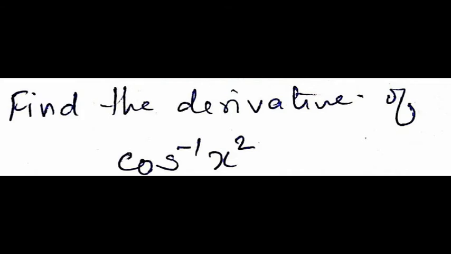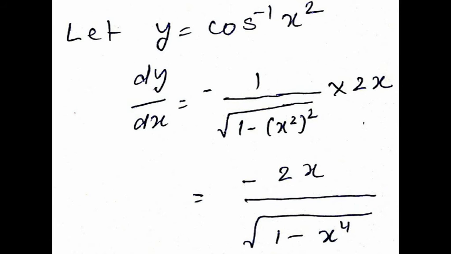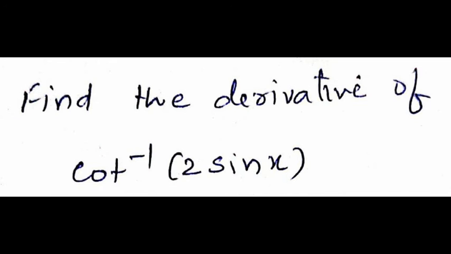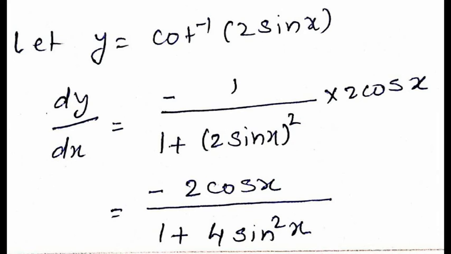Find the derivative of cos inverse x square. Derivative of cos inverse x is minus 1 upon root of 1 minus x square, and derivative of x square is 2x. Therefore, we get the answer minus 2x divided by root of 1 minus x raised to 4. Find the derivative of cot inverse 2 sin x. Derivative of cot inverse x is minus 1 upon 1 plus x square, and derivative of 2 sin x is 2 cos x. Therefore, we get the answer minus 2 cos x divided by 1 plus 4 sin square x.